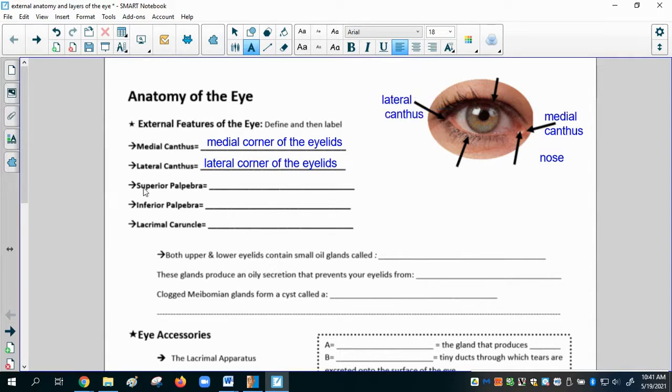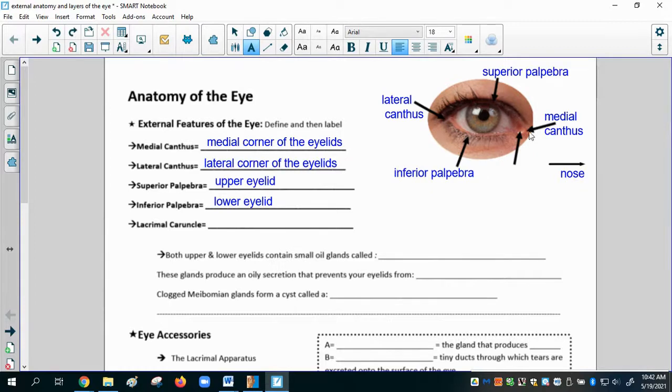Next on the list, we have a superior palpebra and an inferior palpebra. Palpebra is a word that means eyelid. So we have superior or upper eyelid and inferior or lower eyelid. And let's go ahead and label our superior palpebra as the upper eyelid and inferior palpebra as the lower eyelid.